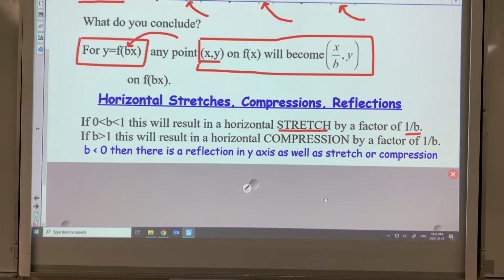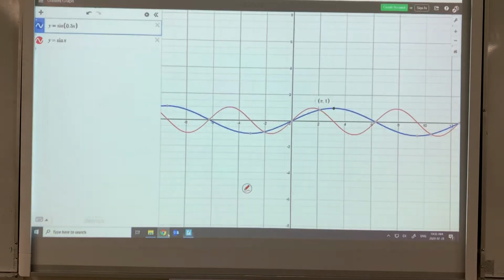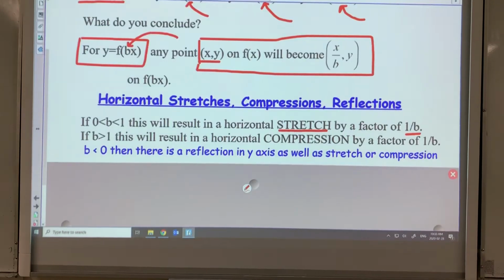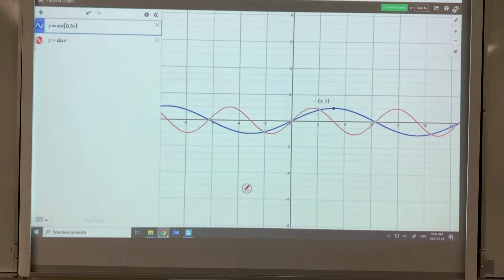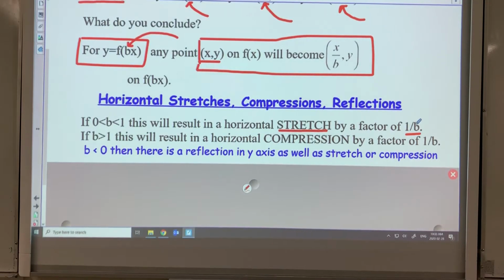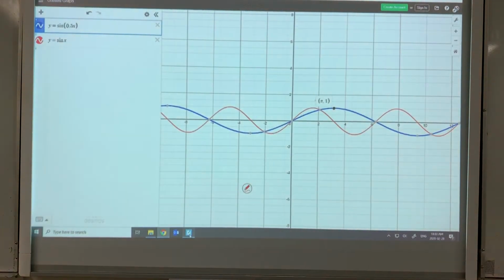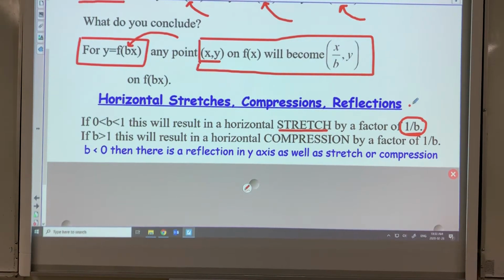So they say that if it's between 0 and 1, like this one that we just had, they call it a stretch. Yeah, I think that's what we call it. But it's by a factor of 1 over b. That's the thing that's different. So if it's a 0.5, you would say by a factor of 2, because you go 1 over b. Is that making sense?